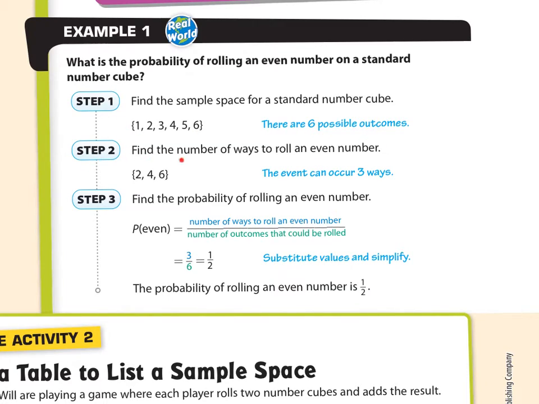Step 2, find the number of ways to roll an even number. So we can see you can get a 2, a 4, or a 6, so there are 3 different ways that event can occur. Step 3, find the probability of rolling an even number. So we would write this as the probability of an even number is equal to 3, which is how many times you can get an even, over 6, which is the total number of outcomes. And then 3 over 6 can be simplified to 1/2. So the probability of rolling an even number is 1 out of 2.